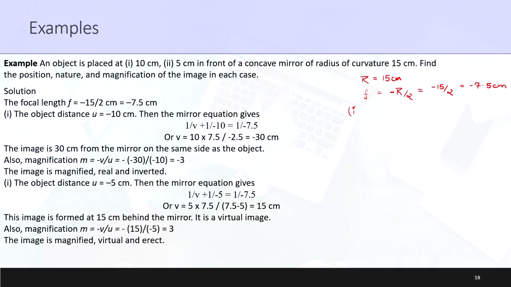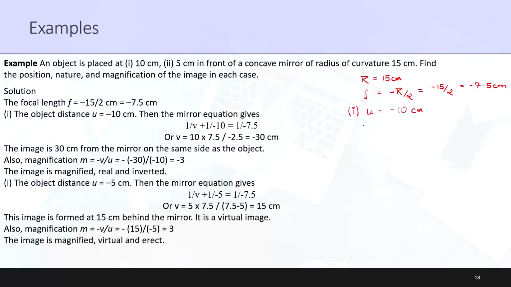Now, for the first case scenario, we know that the object is placed at a distance of 10 centimeters. That means u is given to you as minus 10. Please make sure it is minus 10 centimeters. Why is it minus 10? Because we are measuring from the pole of the mirror, and because the direction of incidence of light is opposite to the direction of measurement from the pole, that is why the object distance is measured as negative 10 centimeters. Okay. Now the mirror equation has to be followed.